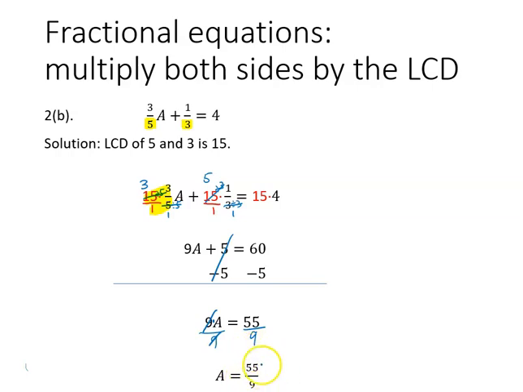When the answer is a fraction, you don't need to convert to decimal unless you are asked to do that, but you do have to make sure the fraction is in its reduced form. And notice that the bottom, the only numbers that can go into 9 are 3 or 9, but 3 or 9 does not go into 55. So this is in its simplest form.